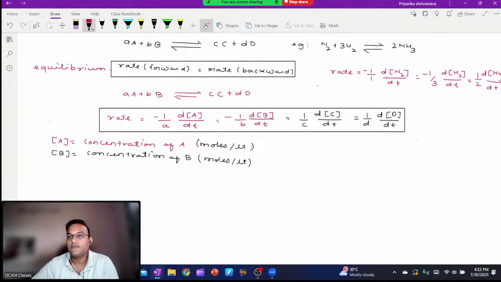Understood? This is how we frame a reaction. We have to write the numbers which are given before the elements, like minus 1 upon 1 for N2 and minus 1 upon 3 for H2. Then we compare both and the answer will come. Okay, I'll give you an example. Wait, then you will understand better.